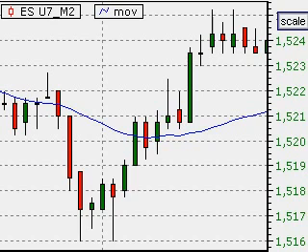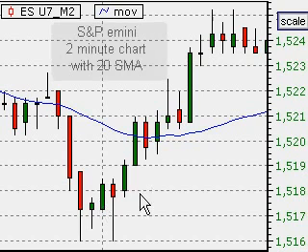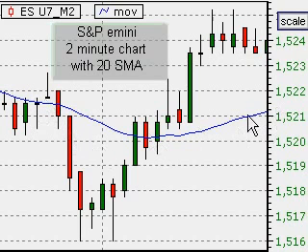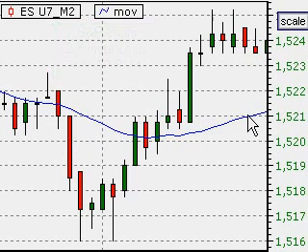Okay, so here's a 2-minute chart of the S&P E-mini. And the moving average here is just a 20 simple moving average. I just put it there as a reference point. Let's say that we wanted to go long off of this little mini double bottom here. With my trading method, I never risk more than about a bar, sometimes a bar and a half. That's about it. Very, very low risk.